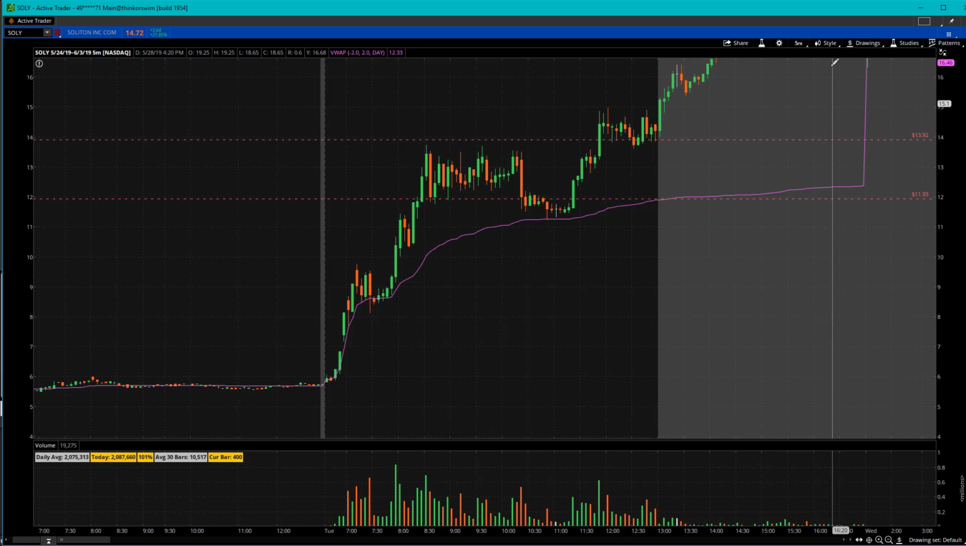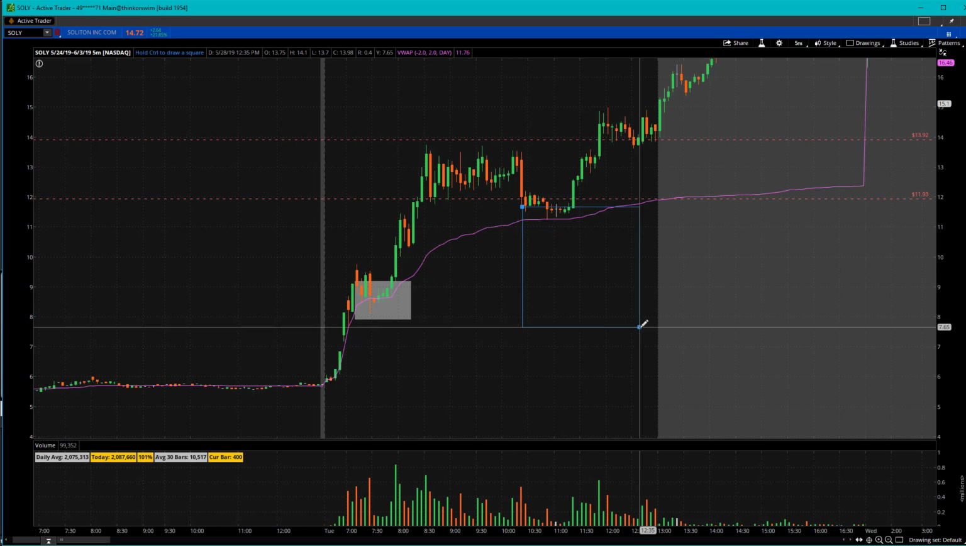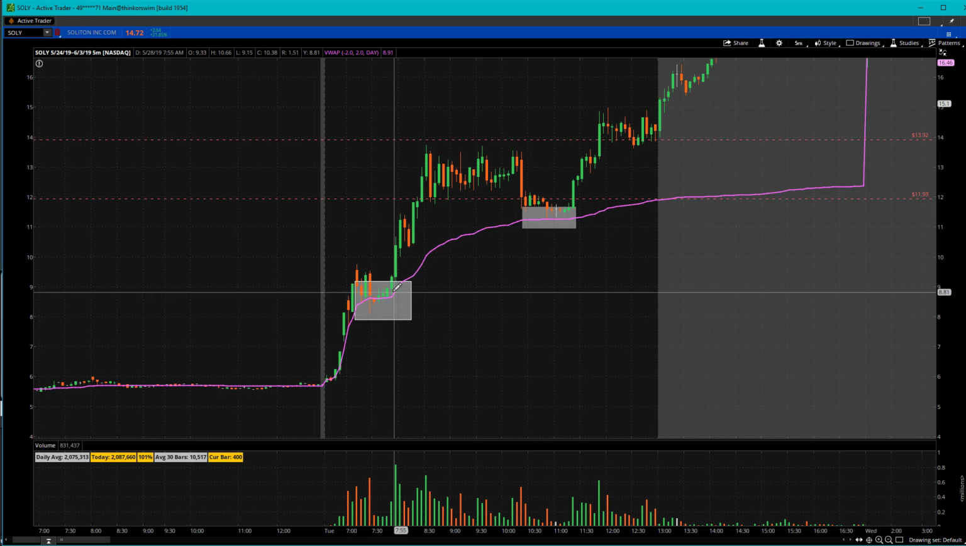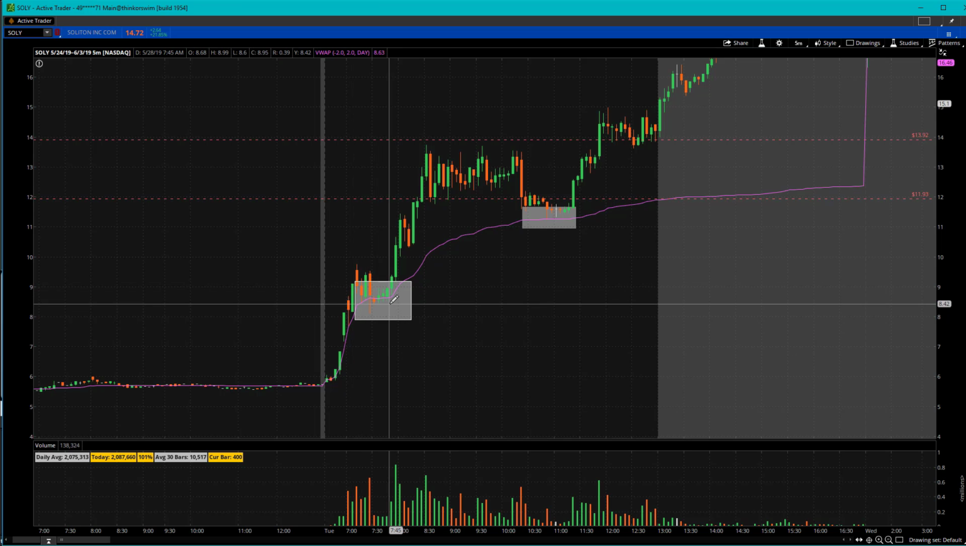And you can see on SOLY, two of the best dips that you could have gotten into were right on top of VWAP, right there and right here, where the price, here it had a fake breakdown, but the candle closed above and all the rest held pretty nicely. That shows confirmation that it's respecting VWAP.